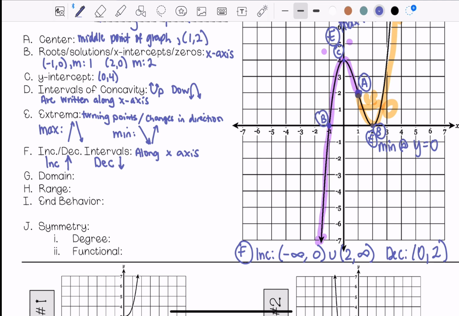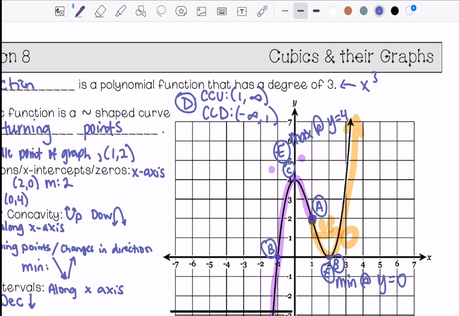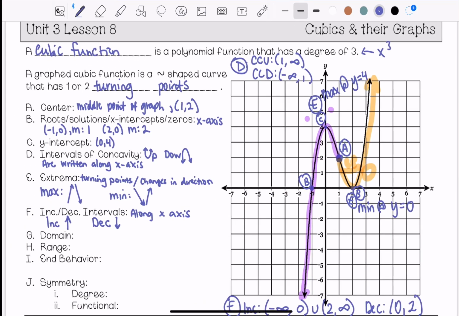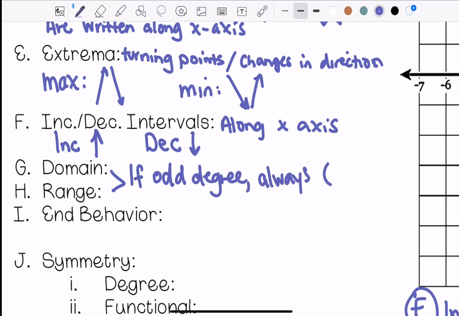Next, we have G and H, domain and range. Domain and range is actually really, really simple for functions that have an odd degree. Remember our degree up here, our degree is 3. When functions have an odd degree, their end behavior is always going to be pointing in opposite directions. And because of that, their domain and their range is always going to be forever. It's going to go from negative to positive infinity, from the left to the right, and from the bottom to the top. So for these ones, if odd degree, always all real numbers. So negative to positive infinity.